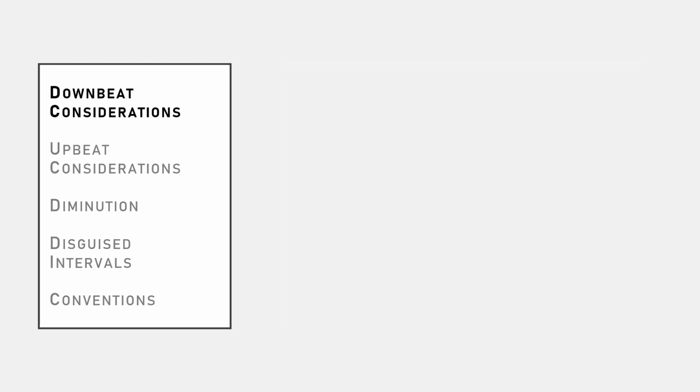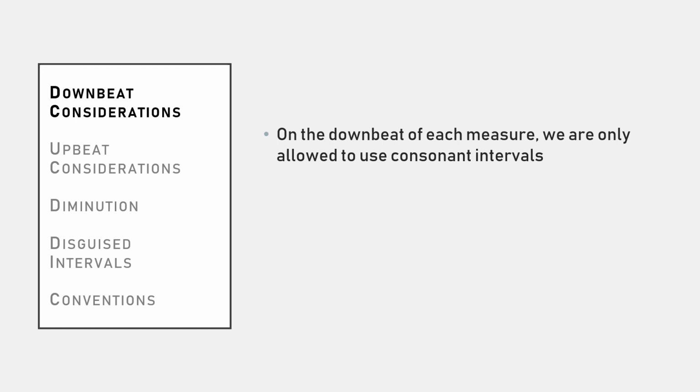There is only one rule for the downbeat, and it is pretty simple. On the downbeat of each measure, we are only allowed to use consonant intervals: the unison, third, fifth, sixth, or octave. Second species builds off of the rules that we learned in first species, so if you can remember and follow the rules of first species, then you can successfully compose on the downbeats of a second species exercise.